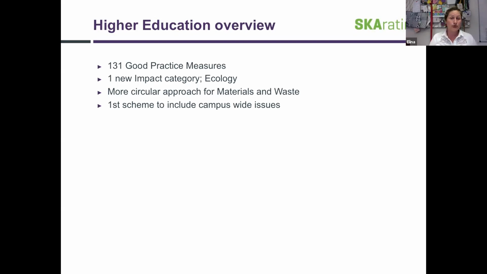Right. So we've got a whole new impact category, which is ecology, and that came from the need to reflect a lot of the responsibility that lies in issues happening outside of buildings themselves. Normally SKA rating isn't only looking at inside the building, but when we start looking at campuses and what was possible and should be picked up in a scheme, issues between the buildings themselves became obvious.